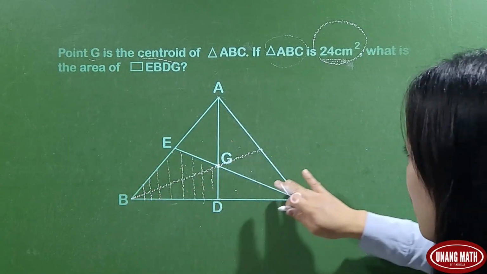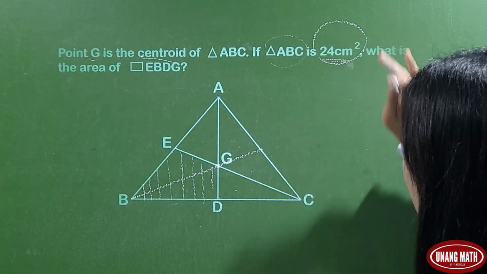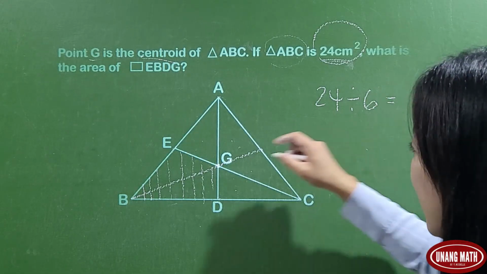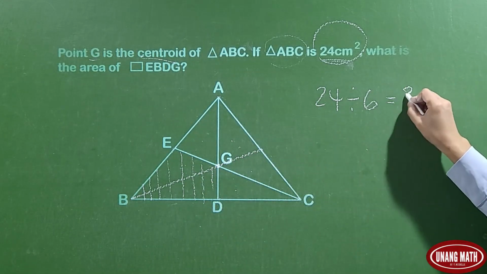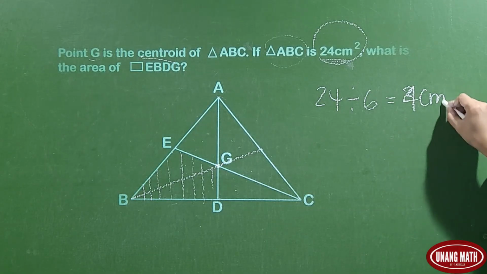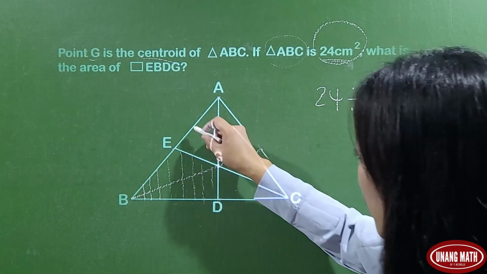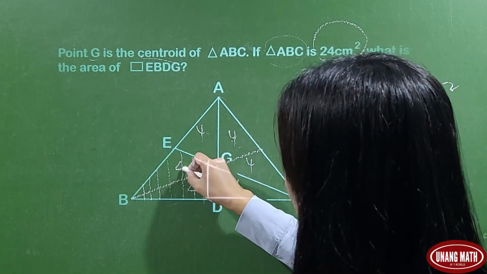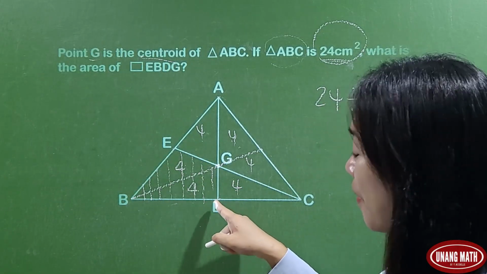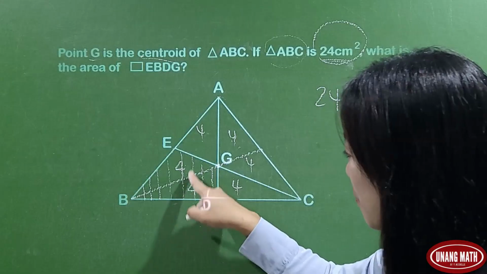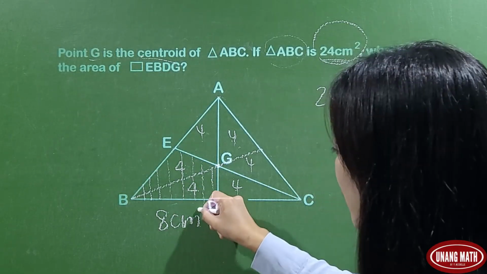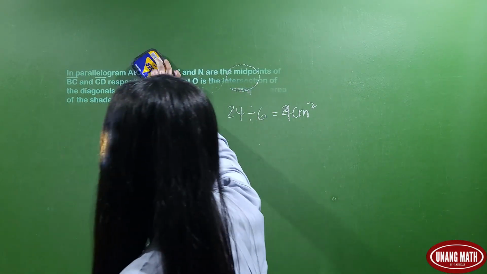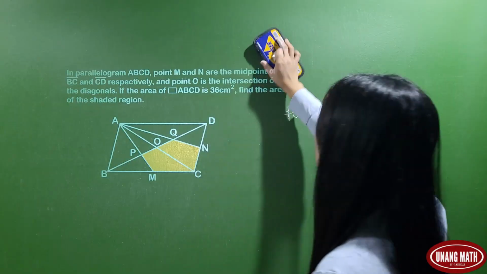If triangle ABC's area is 24 squared centimeters, then it means 24 divided by 6. Then each triangle's area is 4 squared centimeters. So this is 4, this is 4, and this is also 4. So the area of quadrilateral EBDG would be 8 squared centimeters. Okay, moving on to our second question or problem.